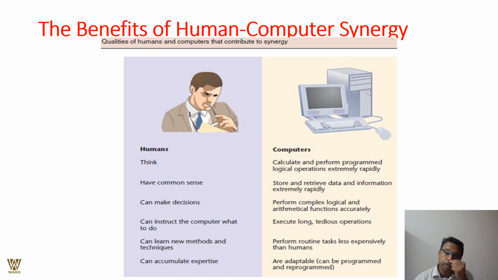But what are the advantages of the computer system? The computer can calculate and perform logical operations extremely fast, very quickly. Store and retrieve data and information extremely rapidly. Definitely it sequences, and you just have to give the search term and you can index very nicely. Perform complex logical and arithmetical functions accurately and to the point. Execute long, tedious operations without any interruptions.